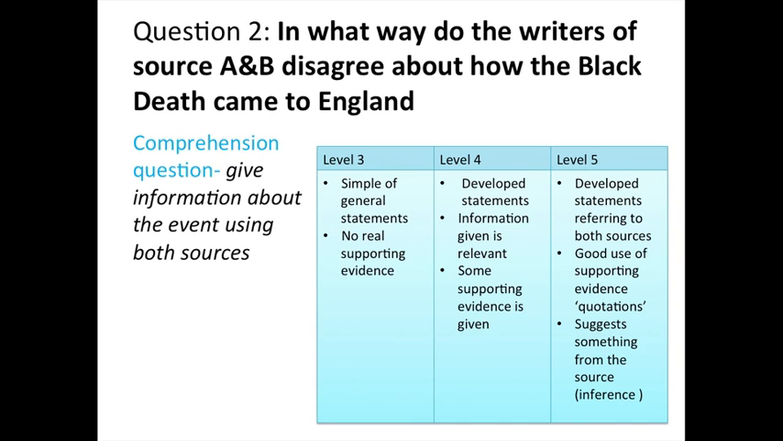Question 2 asked you, in what ways do the writers of source A and B disagree about how the Black Death came to England? Again, as we saw at the start, this is a comprehension question. It gives us information about the event using both sources. So we can see there is quotations, inference, and developed statements referring to both sources.